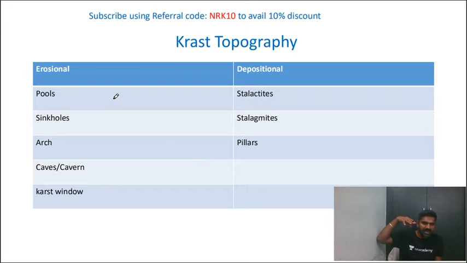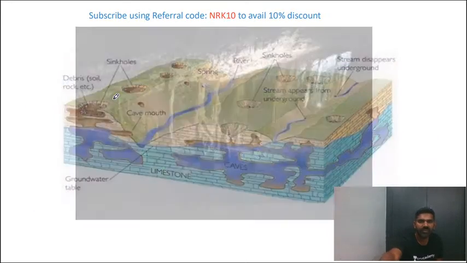When the groundwater gets inside, it will start melting the stones such as limestone, dolomite, gypsum. Because of this, it will create some landforms. There can be erosion landforms or depositional landforms. What are they? First and foremost.